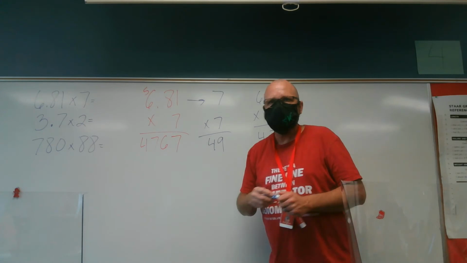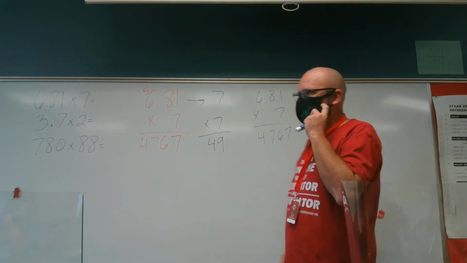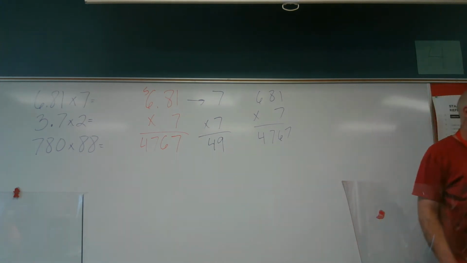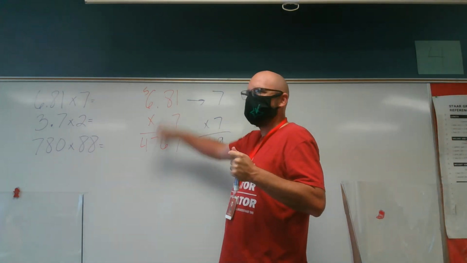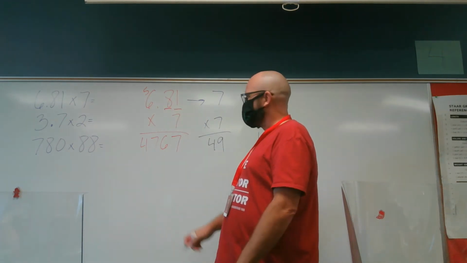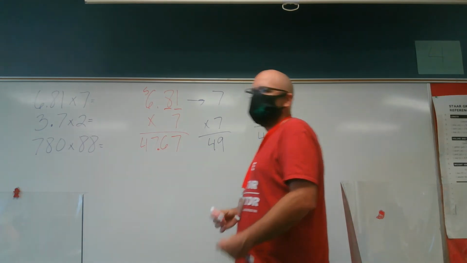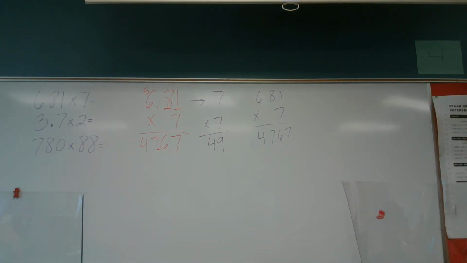Now, I have to figure out how many numbers are behind the decimal point in the problem. Lily, how many numbers are behind the decimal point in this problem? 2. Since there are 2 behind it in the problem, there have to be 2 behind it in the answer. And so that would be my answer.